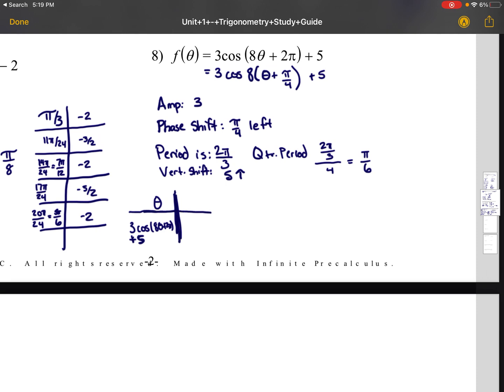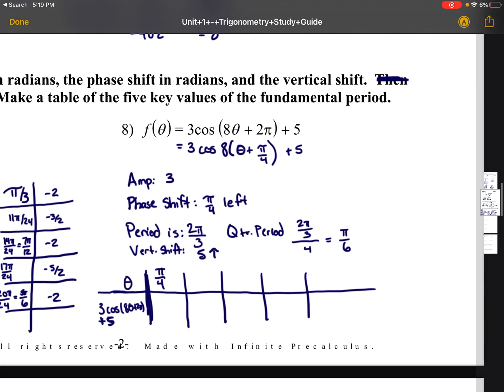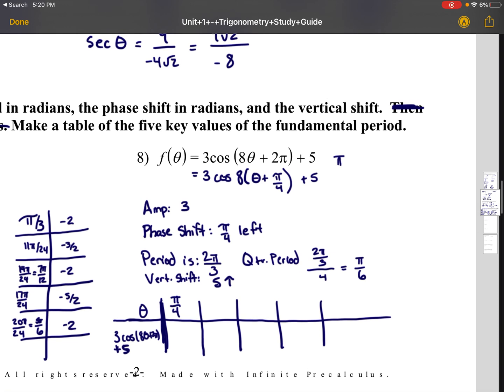So remember, the first value of the fundamental period is always your phase shift. So we're going to start at pi over 4. That's our first value. So now we just need to do one calculation. We'll do pi over 4 plus pi over 6, because that's our quarter period. So pi over 4, with a common denominator of 12, is 3 pi over 12 plus 2 pi over 12. So that's 5 pi over 12. So the next value is 5 pi divided by 12.